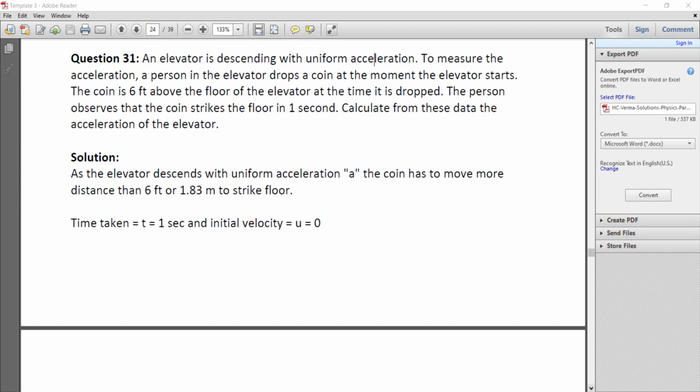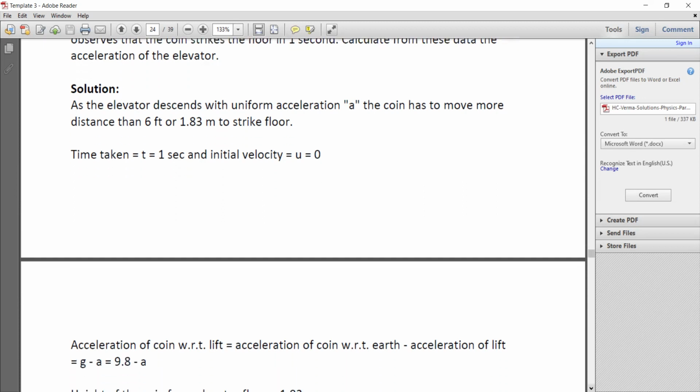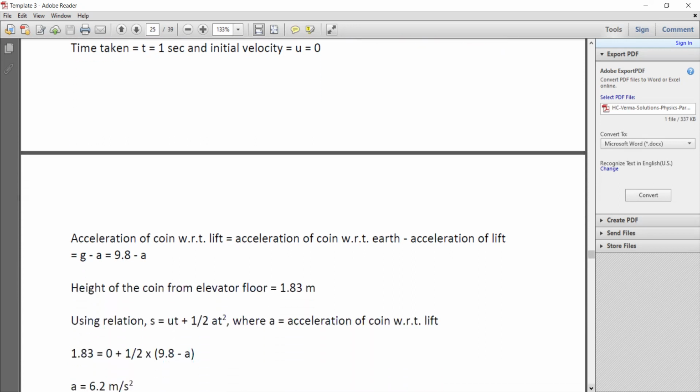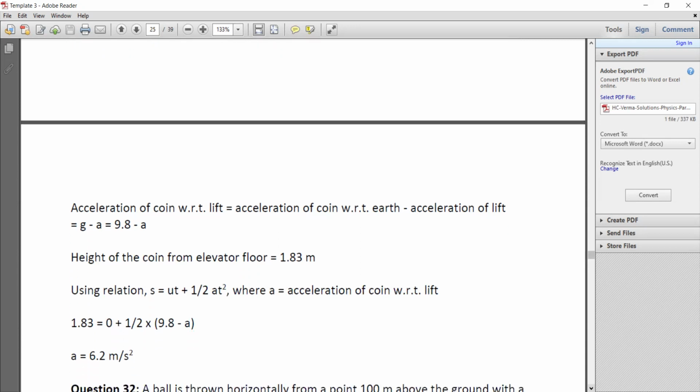Solution. As the elevator descends with uniform acceleration, a, the coin has to move more distance than 6 feet or 1.83 meters to strike the floor. Time taken is t = 1 second and initial velocity u = 0. Acceleration of coin with respect to lift = acceleration of coin with respect to earth minus acceleration of lift = g - a = 9.8 - a.